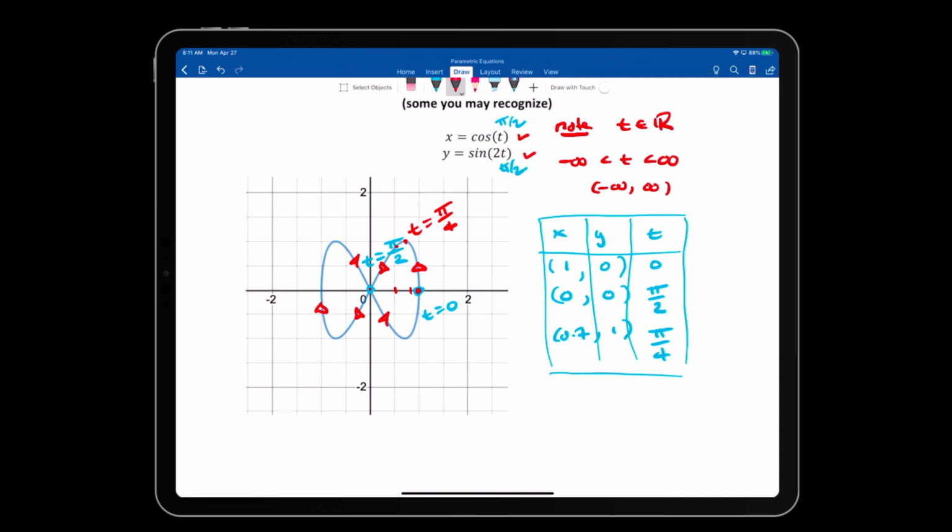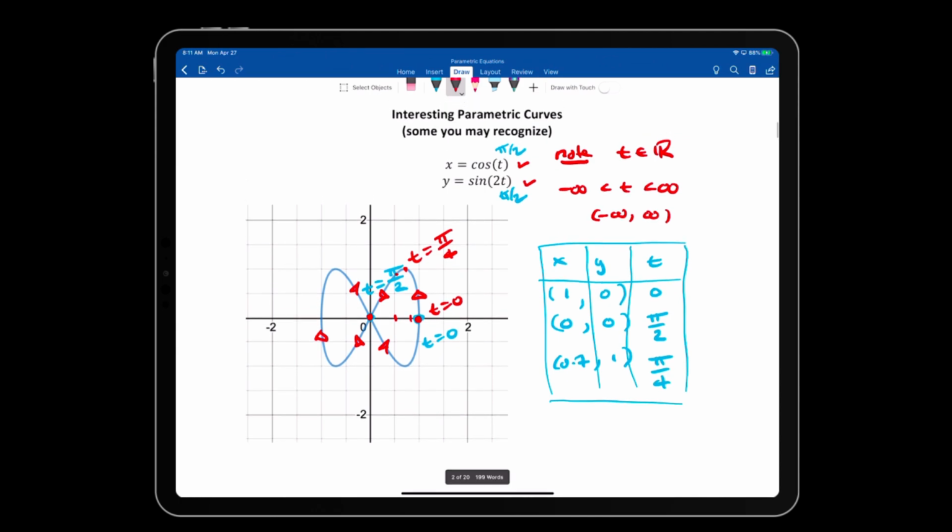So I'm going to say this is when t is 0, right here. We already noted that. Over here, t is pi over 2. We noted that one too. And so we're getting an idea of how this is oriented. But this is how you always start. Okay? So there you go.